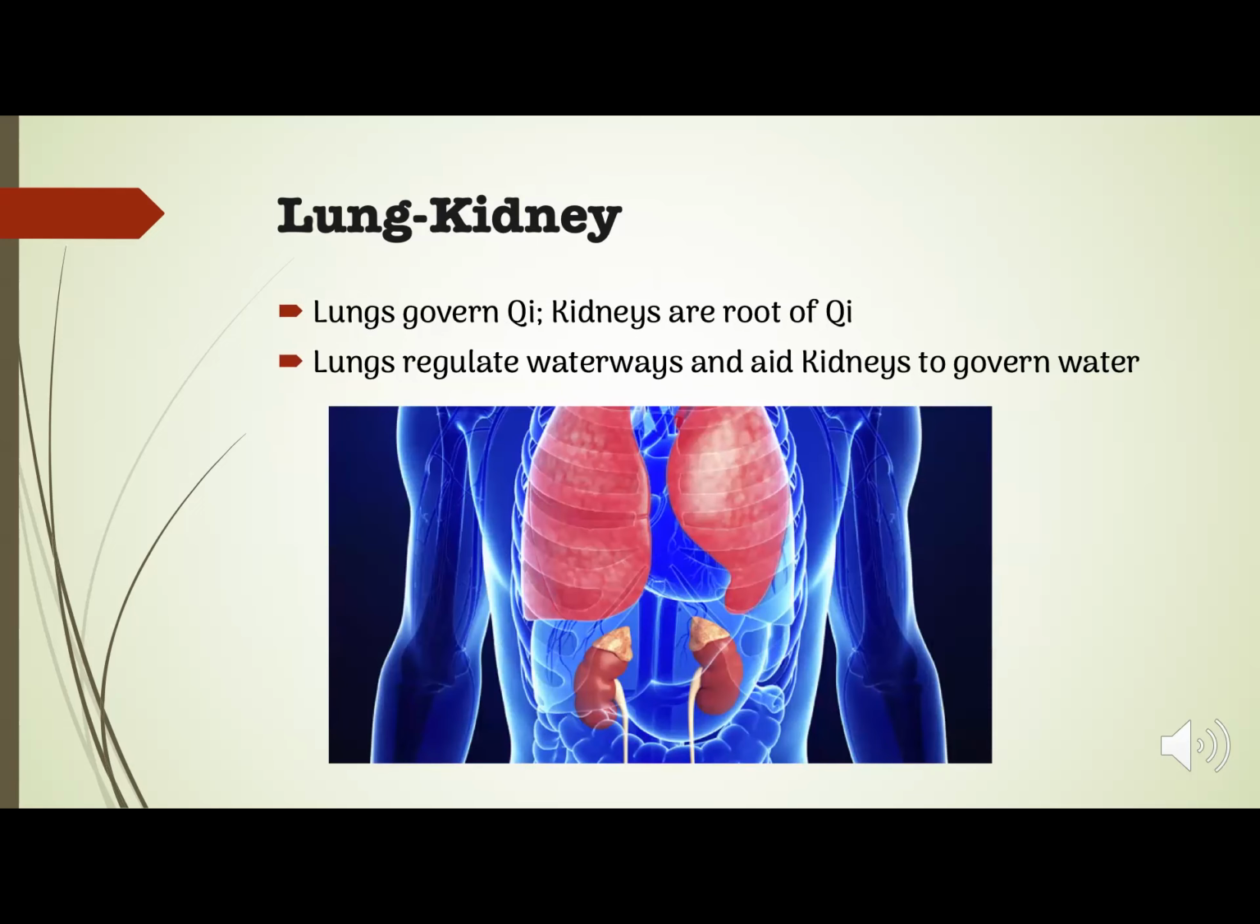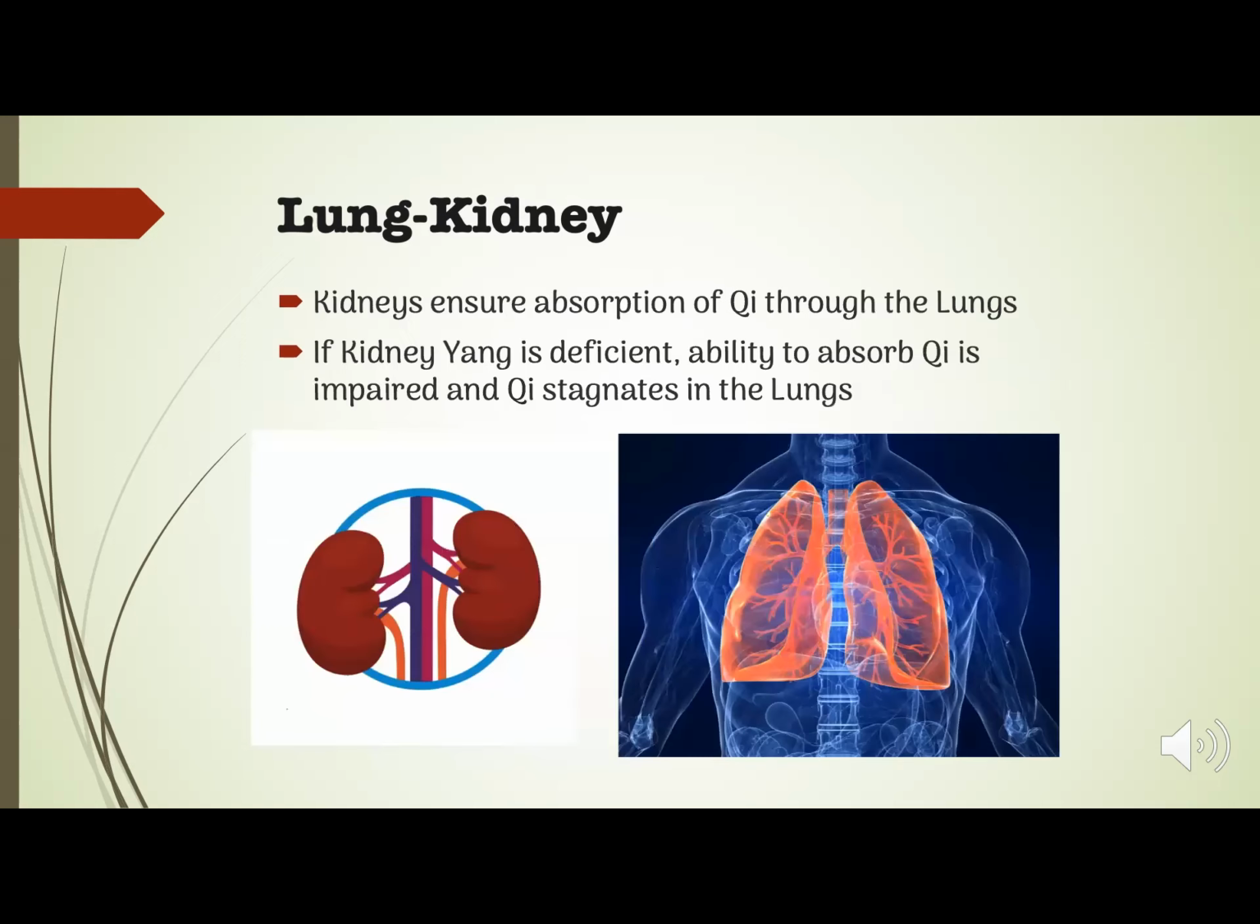Now for the relationship between the lungs and the kidneys. Lungs govern qi as kidneys are the root of qi. Lungs regulate waterways and aid kidneys to govern water. Kidneys ensure absorption of qi through the lungs.